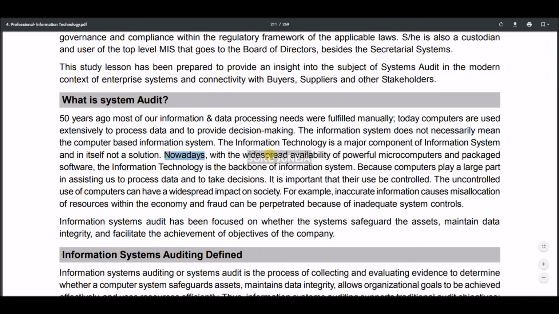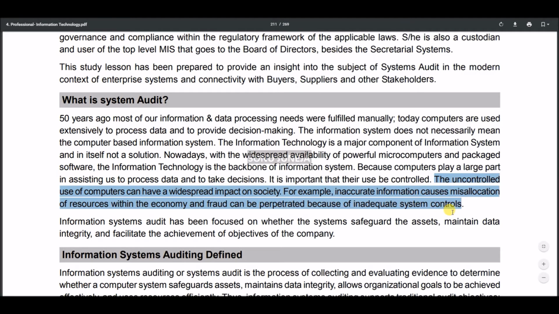And nowadays, with the widespread availability of powerful microcomputers and packaged software, information technology is the backbone of the information system. Because computers play a large part in assisting us to process data and take decisions, it is important that their use is controlled. The uncontrolled use of computers can have a widespread impact on society. For example, inaccurate information causes misallocation of resources within the economy, and fraud can be perpetrated because of inadequate system control.